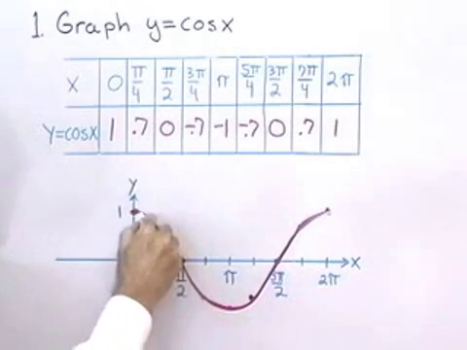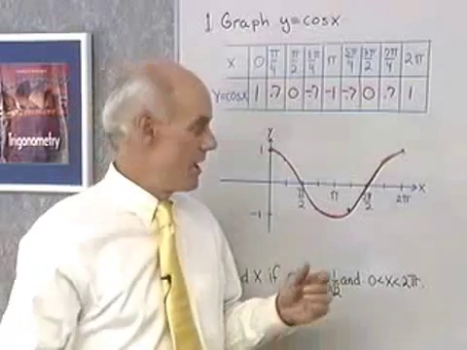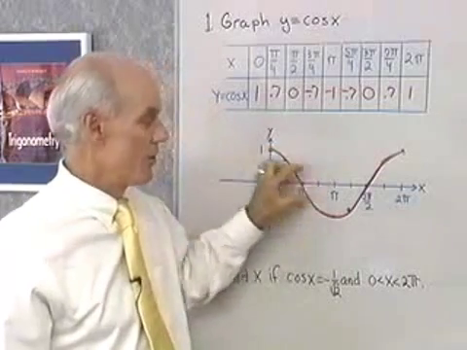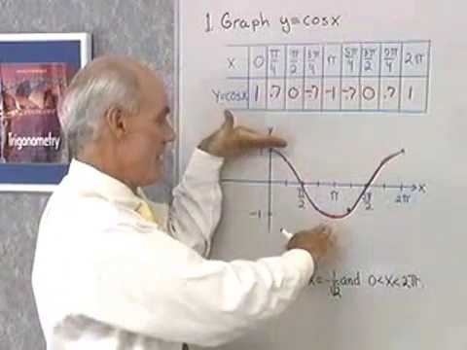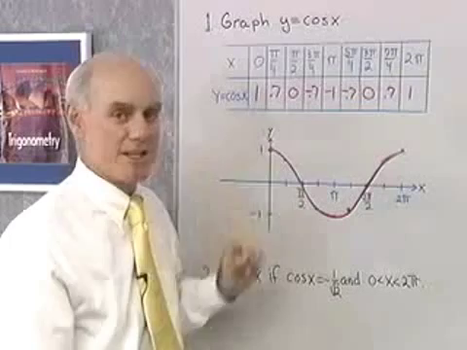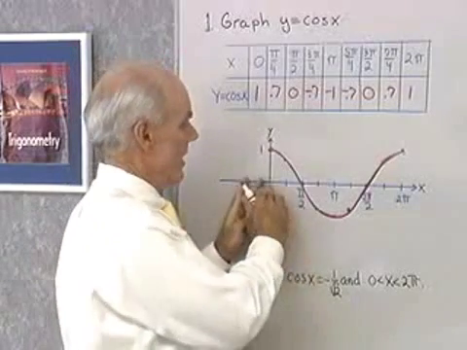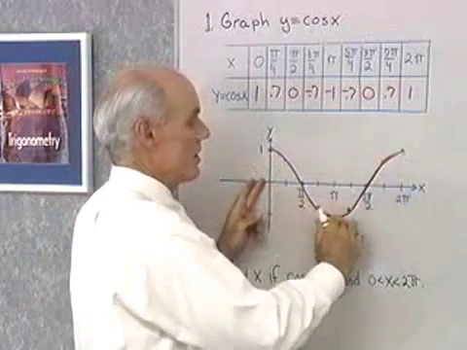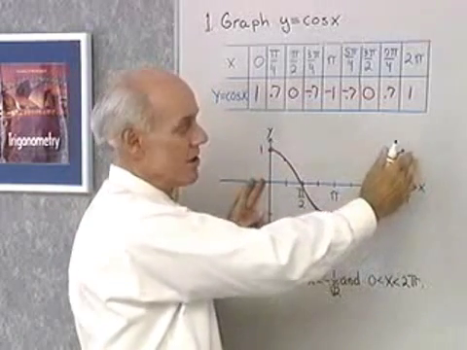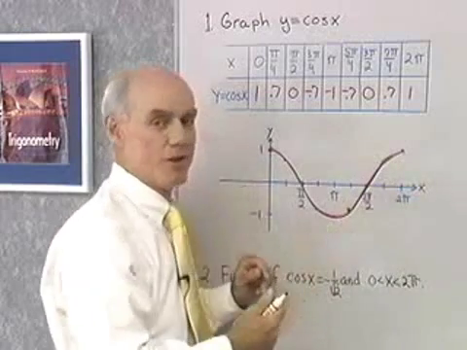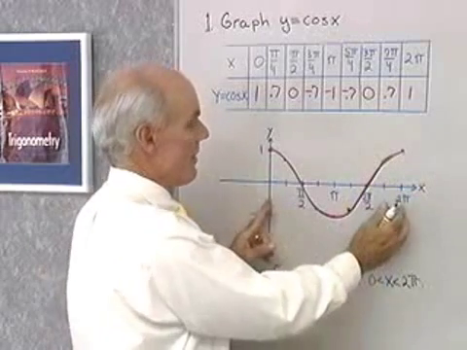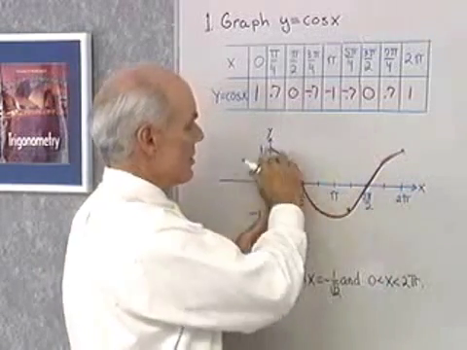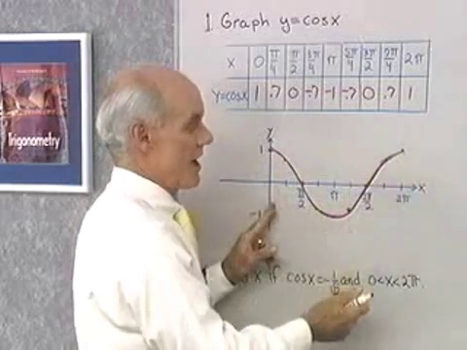Now, the amplitude of this graph is how high or how low the graph goes. It's halfway between the highest point and the lowest point. This graph has an amplitude of 1. And then the length it takes for it to go through one complete cycle of all the values of y on the x-axis, that's called the period of this graph. So this graph has a period of 2 pi. So this is my basic y equals cosine x graph.